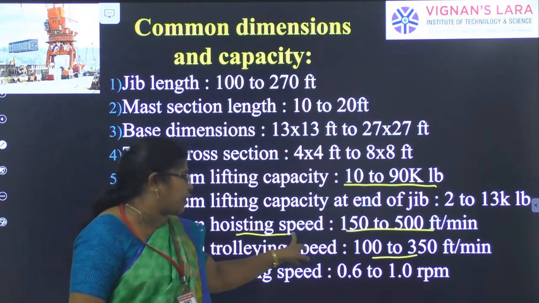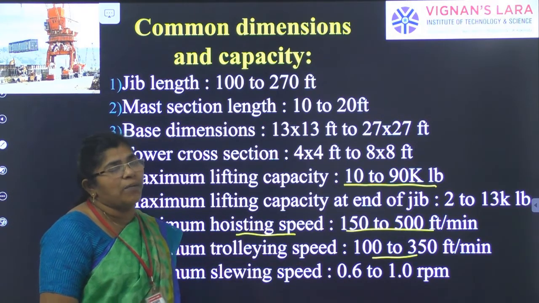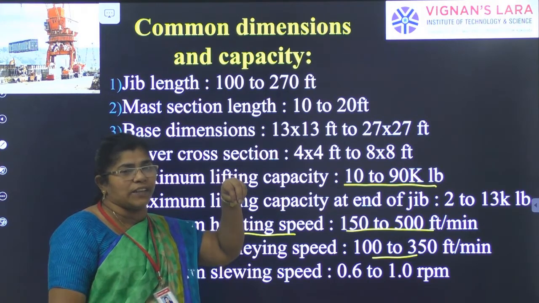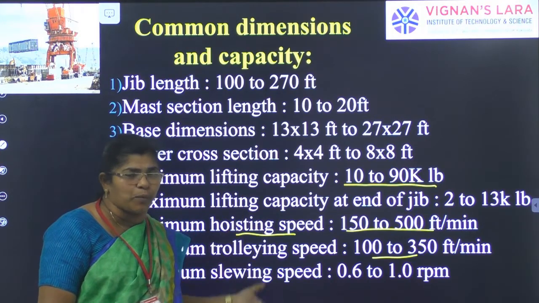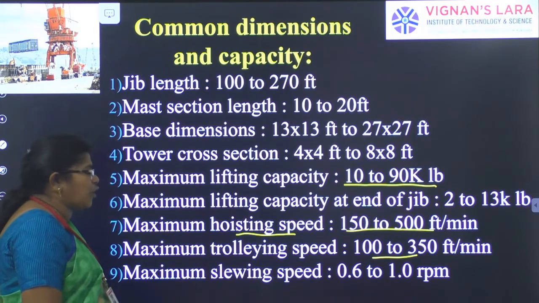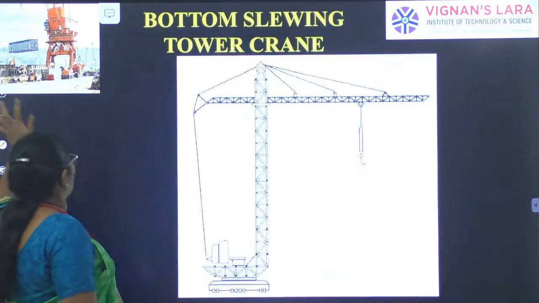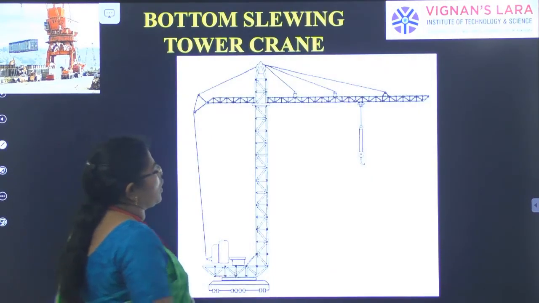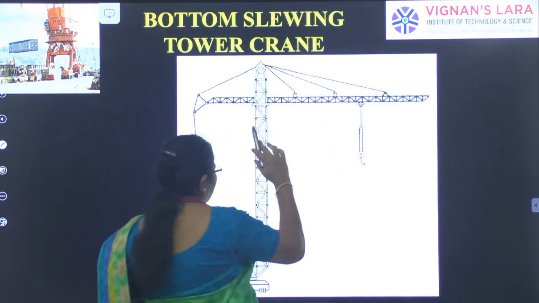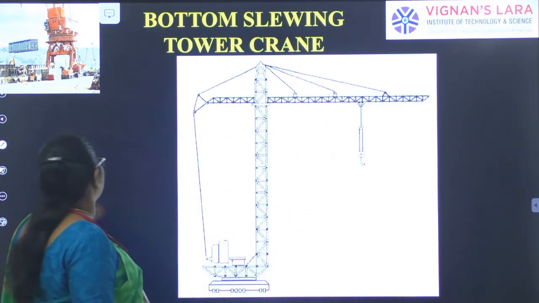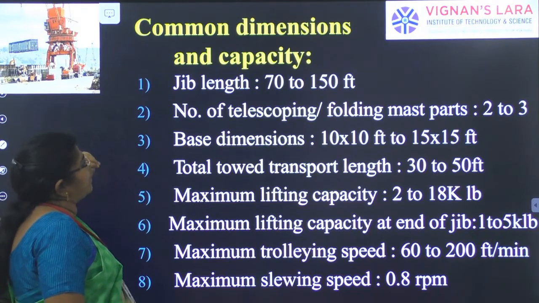This is very important. Hoisting speed is very important because the stability of the tower cranes or the mobile cranes depends only on the hoisting speed. The slewing speed is 0.6 to 1 RPM. So slowly it has to take and it has to slowly shift over, right? This is a schematic diagram by which you can draw easily.